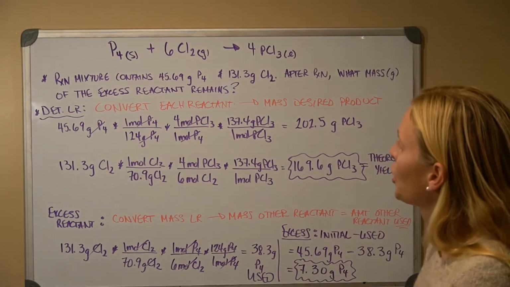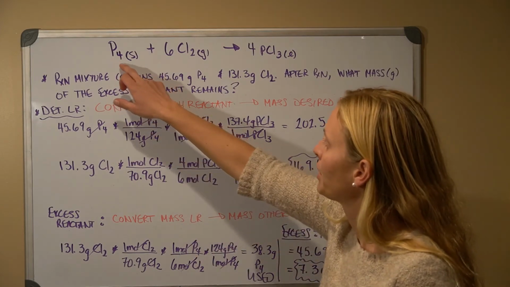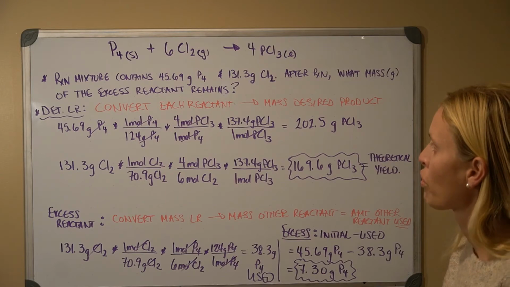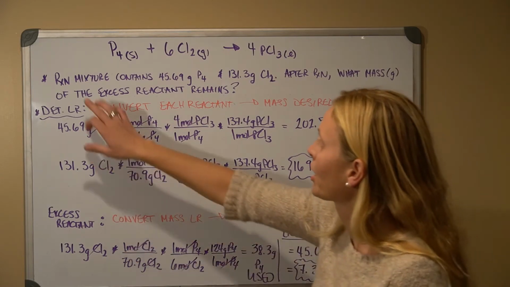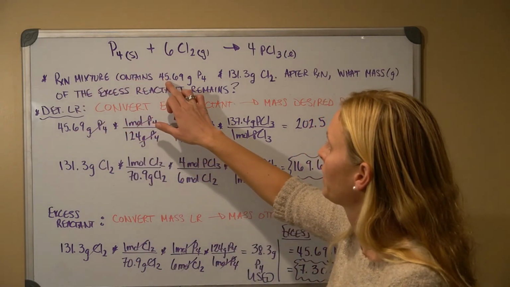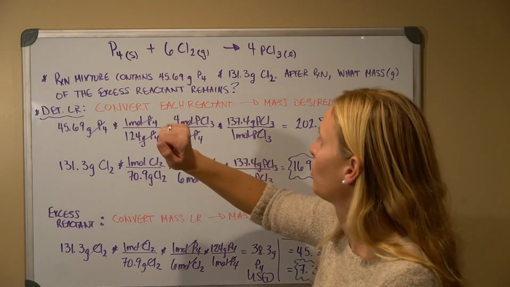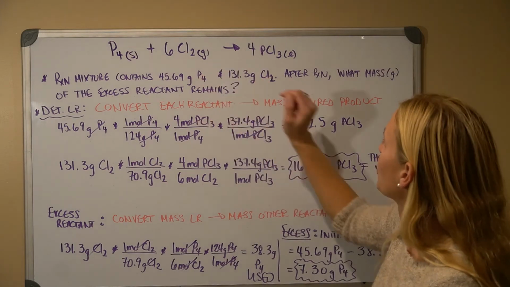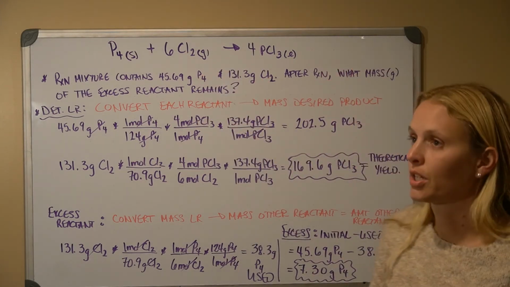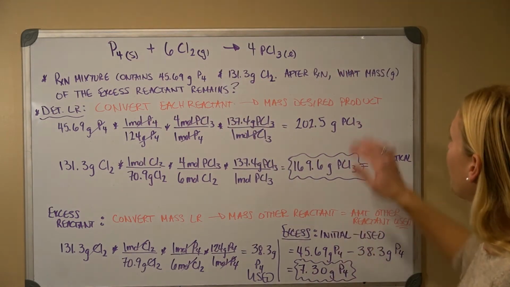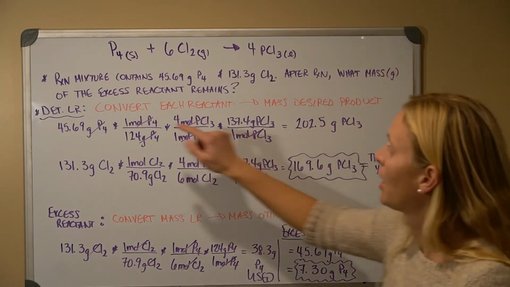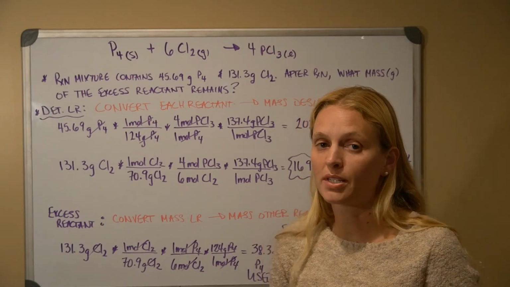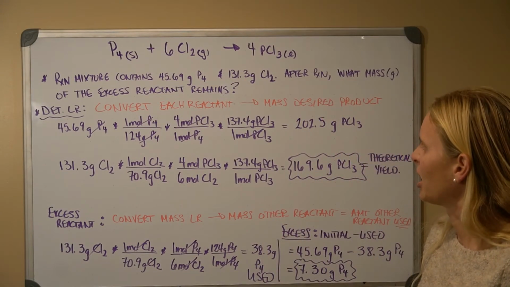All right, so this is the reaction equation here. We have P4 plus 6 Cl2 goes to 4 PCl3. And the reaction mixture contains 45.69 grams of P4 and 131.3 grams of Cl2. After the reaction is fully complete, what mass of the excess reactant remains? So it's just telling us what is the excess reactant amount.